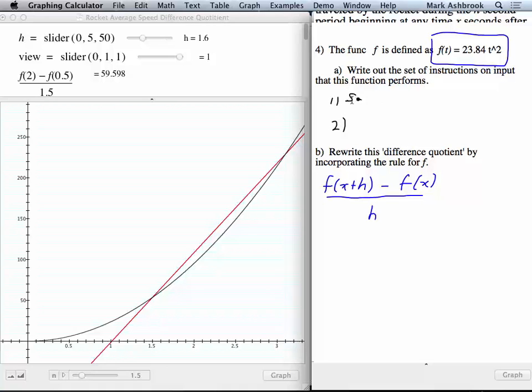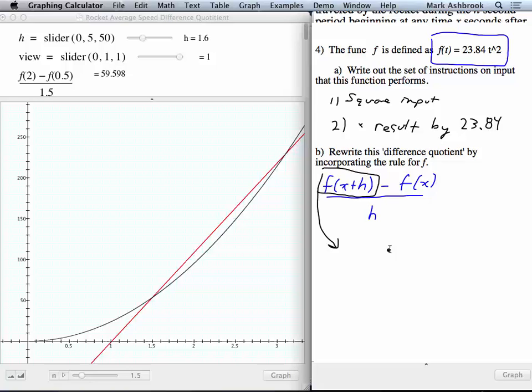What did you say? You said square the input, right? Yeah, square the input, and then times the result by 23.84. Okay, so now do it. What does the function tell you to do to x plus h? This one down here? So h is just h. This is not invoking the function, right? This has nothing to do with the function. It's just our change in time.